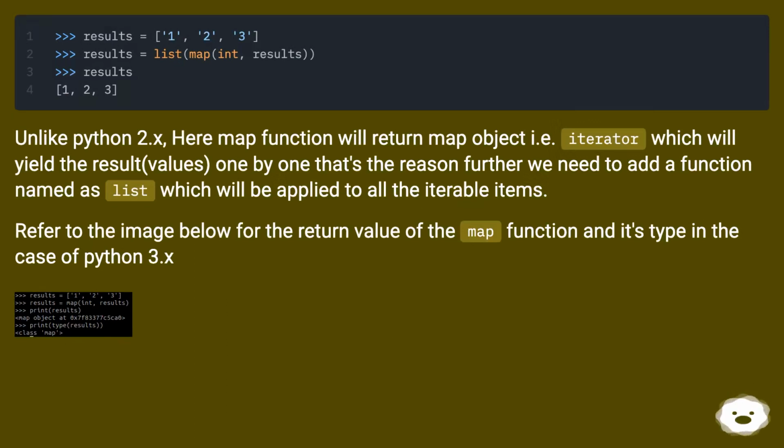Unlike Python 2, here the map function will return a map object, i.e. an iterator, which will yield the result values one by one. That's the reason we further need to add a function named list, which will be applied to all the iterable items. Refer to the image below for the return value of the map function and its type in the case of Python 3.